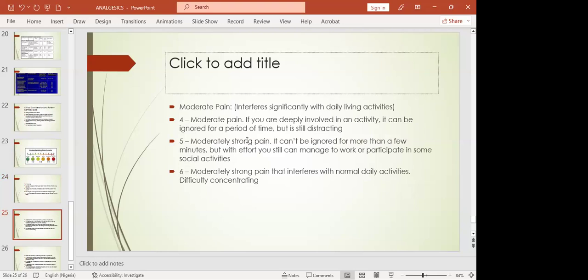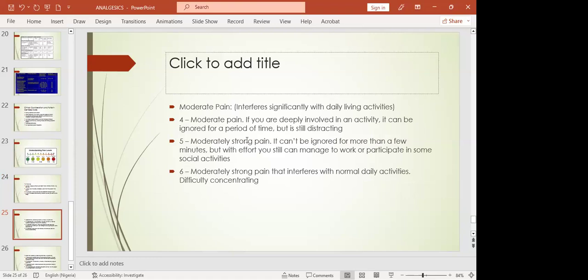Such a pain will be considered to interfere significantly with activities of daily living. So while the person goes to work, the person limps to work. So he can go to work, but it's affecting it in some way or the other. While the person sleeps on the bed, the person is turning around with significant pain. So if someone gives a scale of 4, that's moderate.